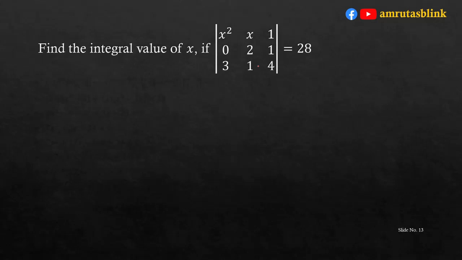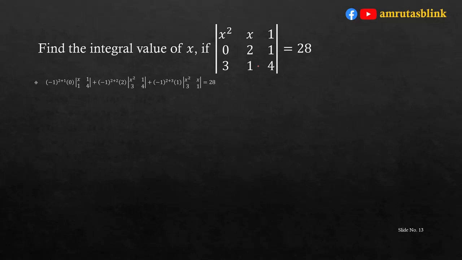Find the integral value of x if the determinant x square, x, 1, 0, 2, 1 and 3, 1, 4 is equal to 28. Now, we will expand this determinant along the second row. The reason to expand along the second row is that there is an element 0. So, it is easy to expand along the row or column which contains 0 in order to minimize the calculations. So, minus 1 raised to 2 plus 1 into 0 into determinant x, 1, 1 and 4.